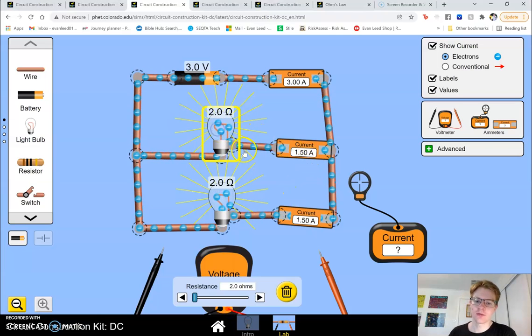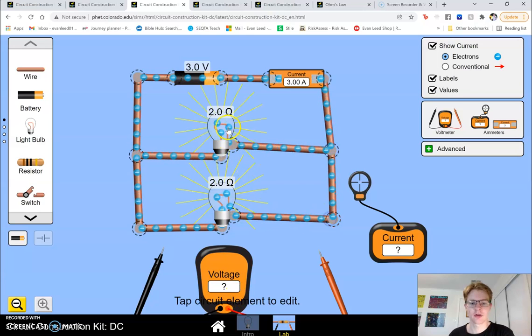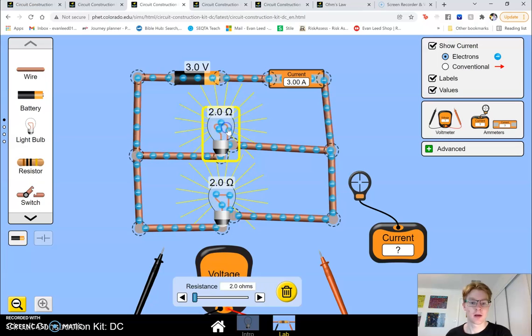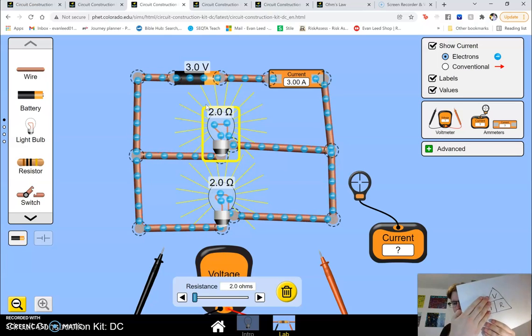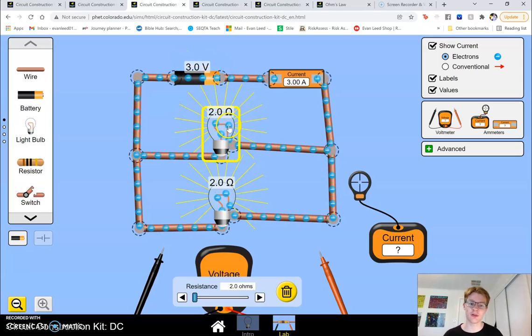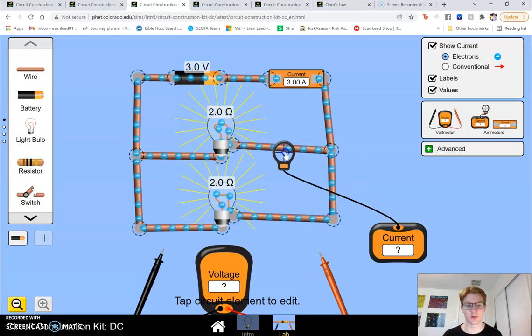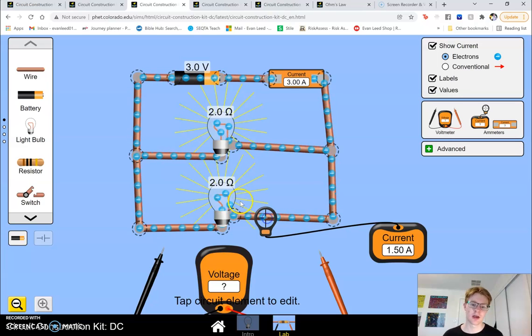Looking back at this circuit, if I was to actually remove these ammeters, you could work out the current using Ohm's law. So here we have, using Ohm's law, the triangle, we need to find current, so cover up the I, it's V divided by R, voltage, 3 volts divided by 2 ohms of resistance. The current in this spot should be 1.5, right, and that's the same for both branches.